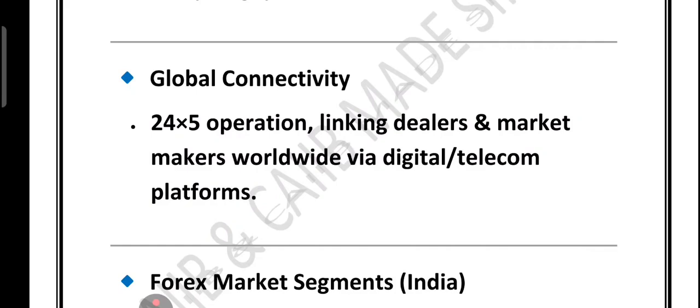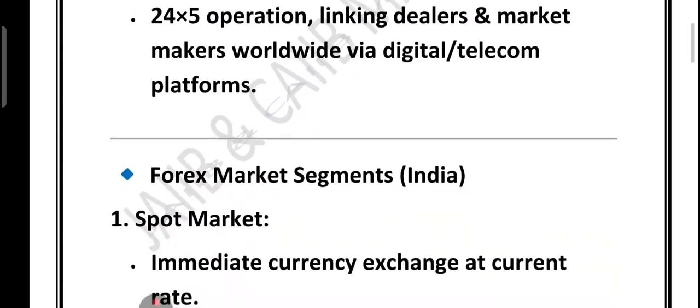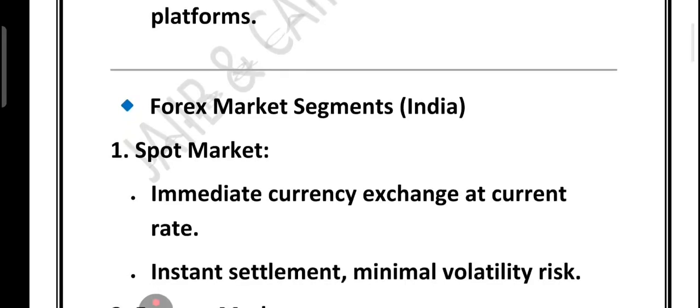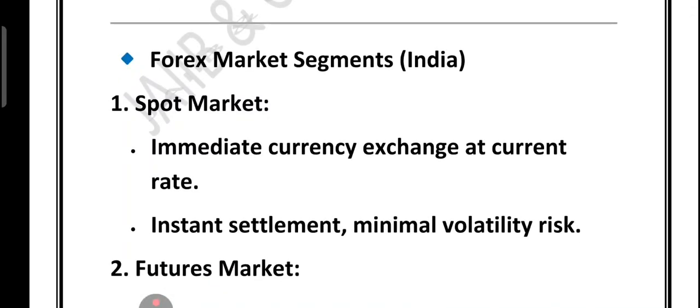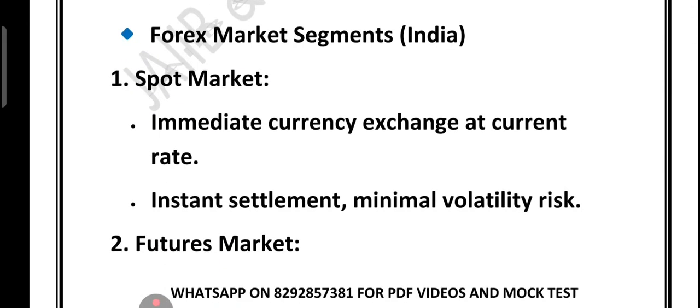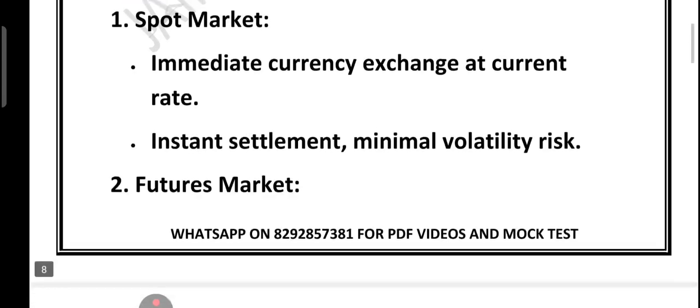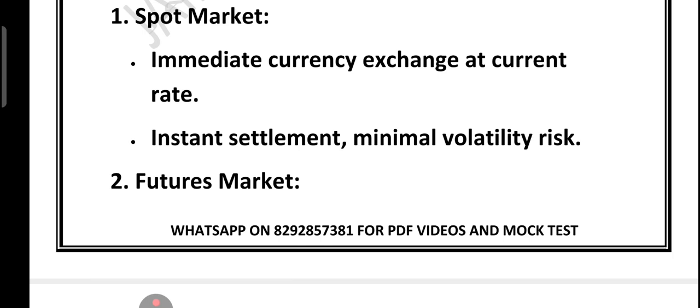Now obviously it is global connectivity, 24/7, not 5. It links dealers and market makers. So what is a spot market? Whenever I say the word spot market, what does it mean? It is immediate currency exchange at the current rate, whatever rate is prevailing right now. That is called the spot market. The key feature of a spot market is instant settlement and minimum volatility risk. Volatility does not impact this kind of market.